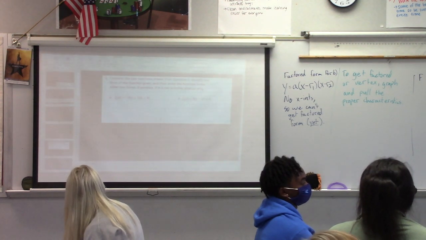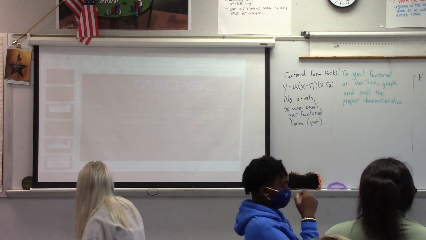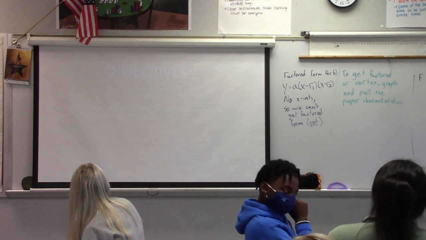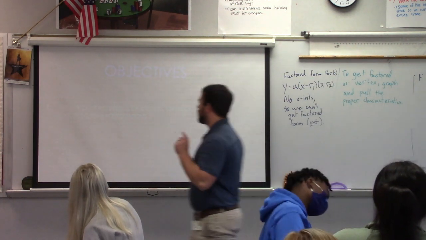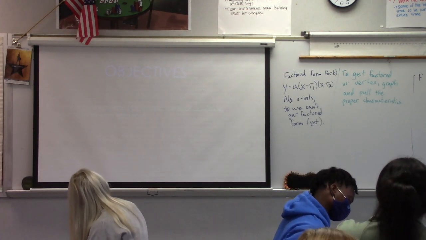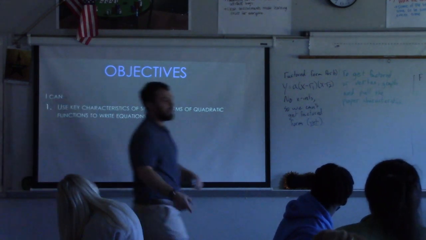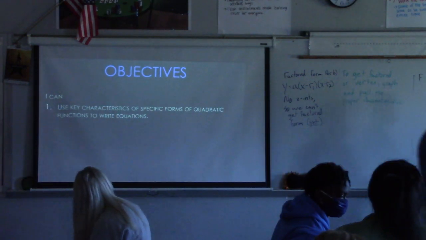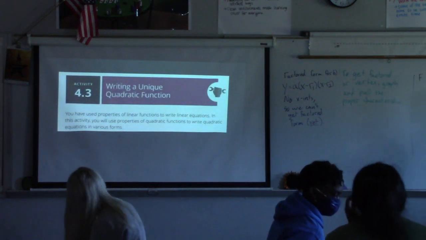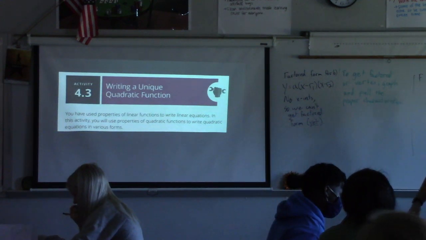Okay, let's look at 4.3. We need to try to get through this so we can start on lesson 5 next week. So here's what we're trying to do now. To get more practice with it, we're trying to use key characteristics of specific forms of quadratic functions to write equations. You have to know how to write equations to do the next part of the lesson. So with 4.3, we are writing a unique quadratic function.